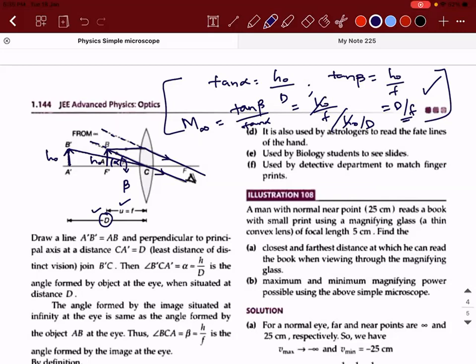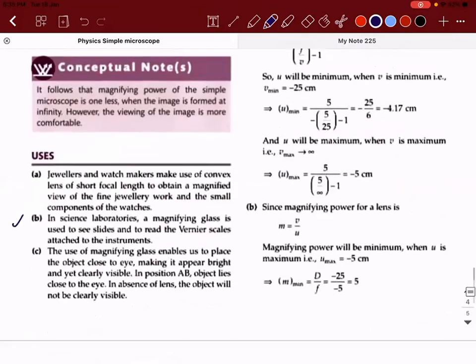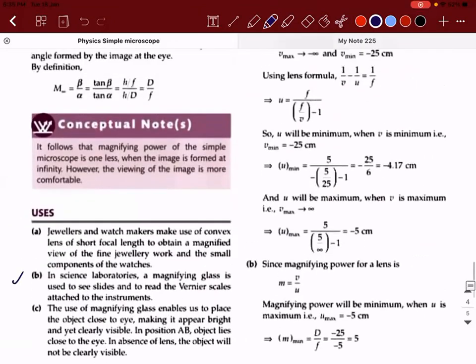Right? I hope it is clear. Yes, sir. Right. So I'll be sharing this document after this class. You can read everything on your own.